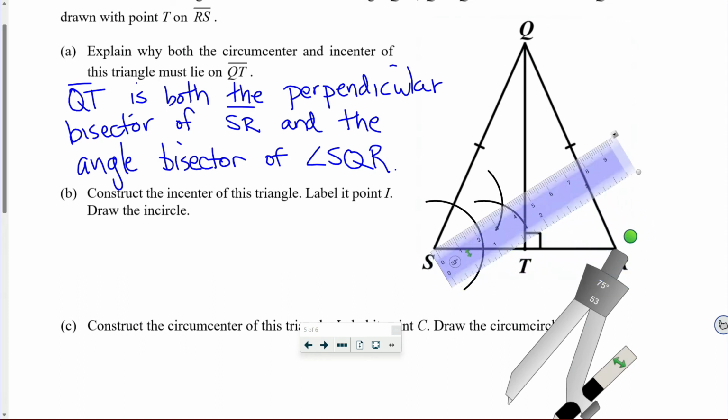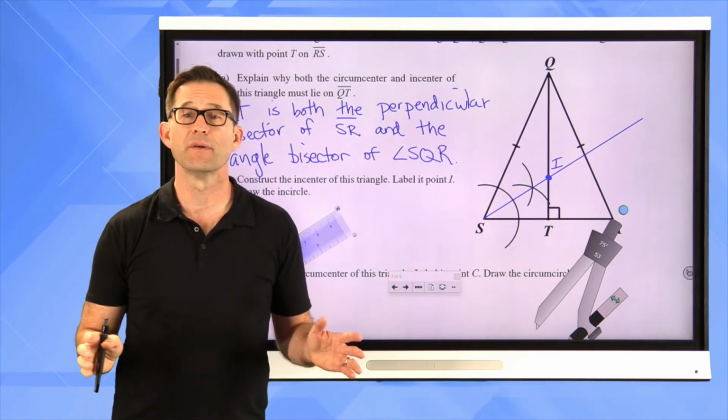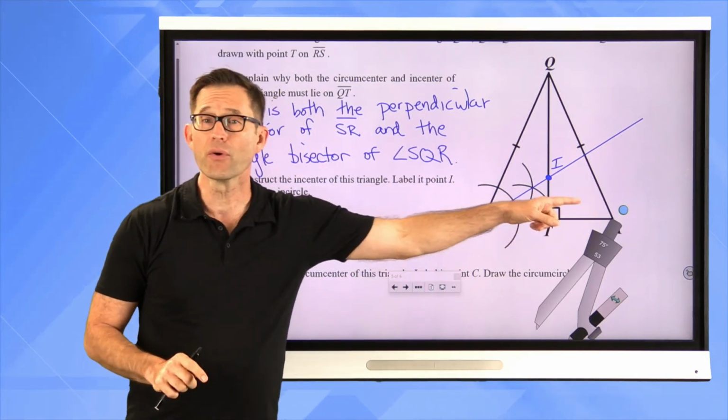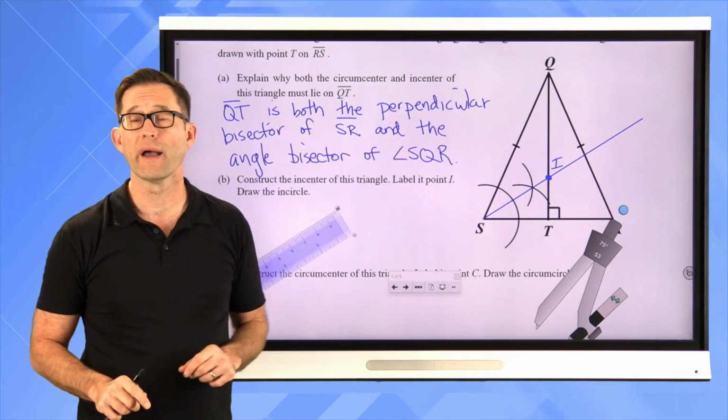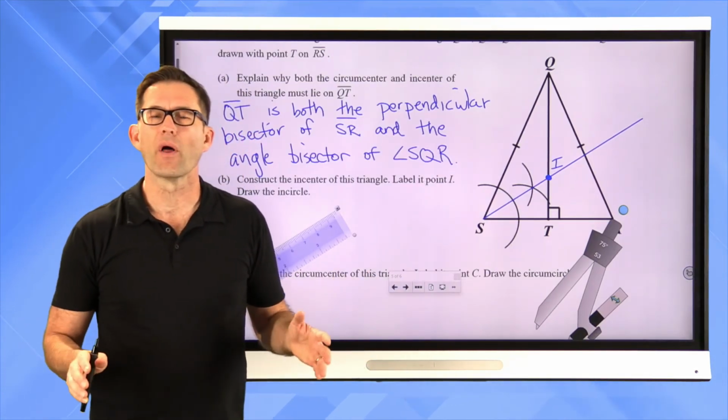And let's take a look. Okay, that's actually pretty good. There it is. Since we now have two angle bisectors, right, where they intersect has got to be the incenter. We could draw the third one, but it would go right through I as well. Now, it also asks us to draw the incircle.